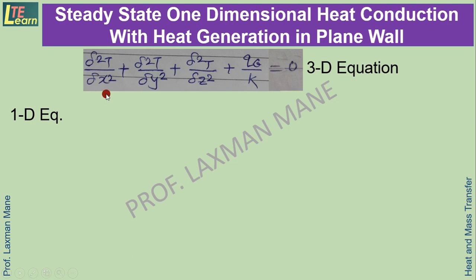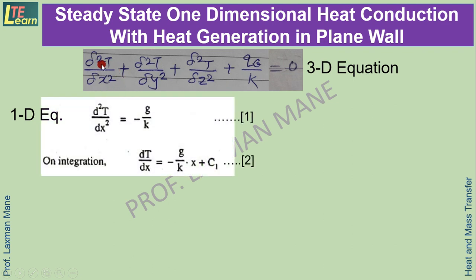One dimension means here we consider the x-axis or x coordinate. That's why the equation is ∂²T/∂x² = -Q/K. On the right hand side it becomes minus. So this is equation 1.